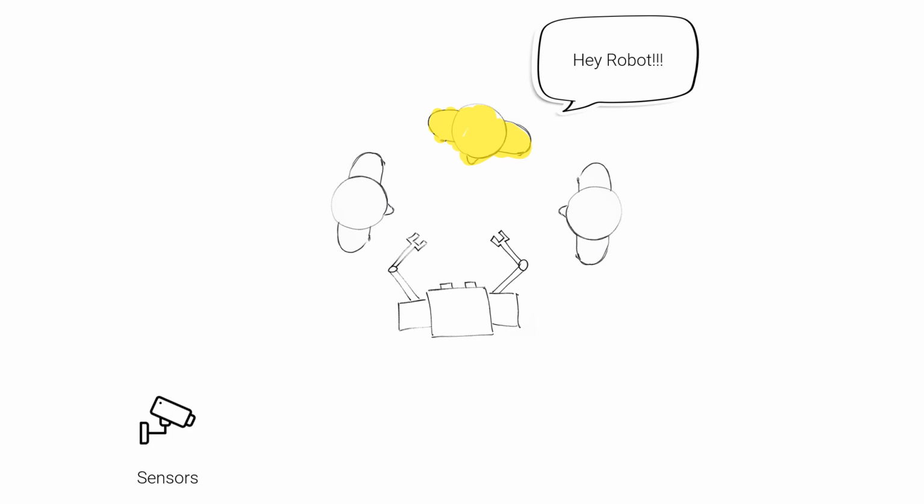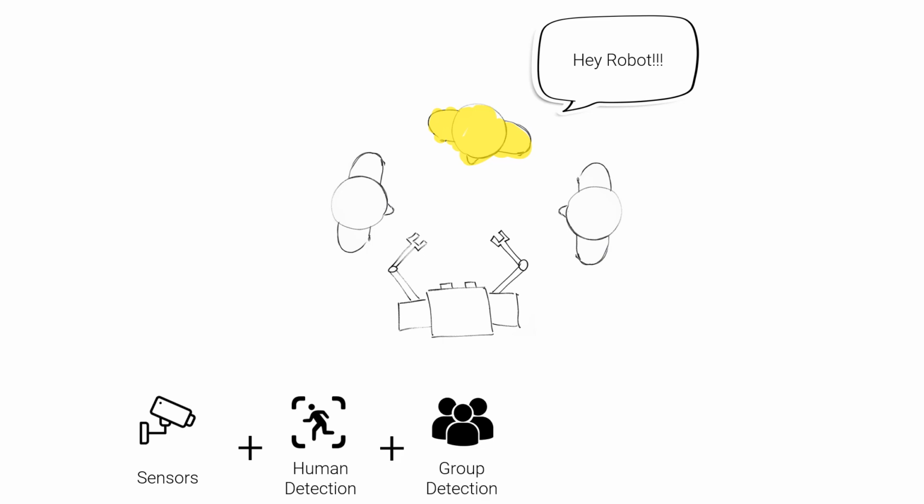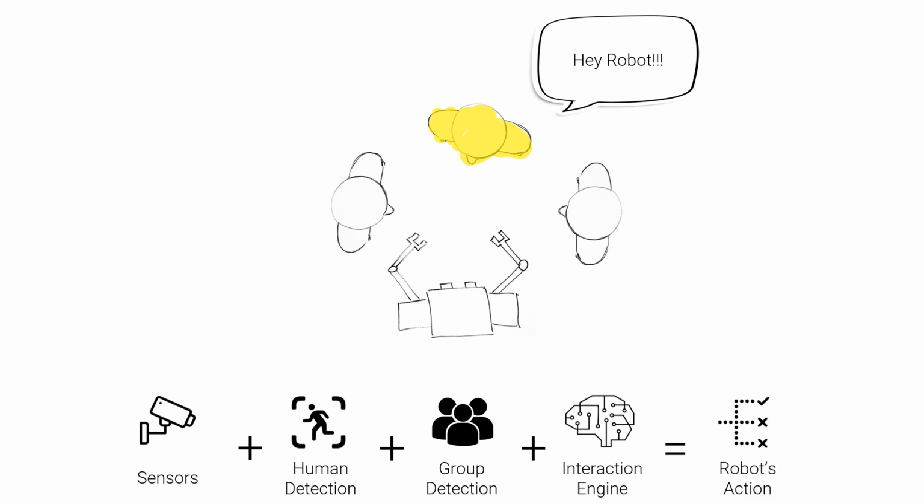Imagine you are in a formation with a robot and ask a question. In order for the robot to interact with you, it relies on its sensors like an RGB camera and depth sensors. This information then passes to a human detection algorithm and then a formation detection algorithm. All these data then pass to an interaction engine that chooses the robot's action. In this case, it is going to be responsive to you.